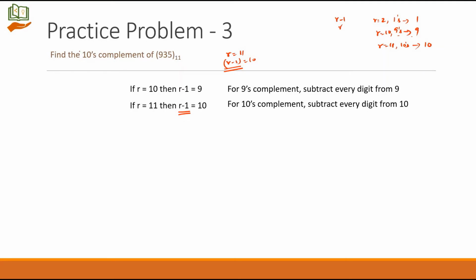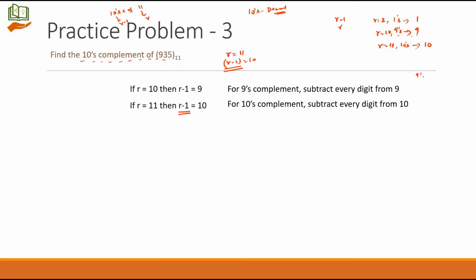So understand the question. When they ask you to find the tens complement of a decimal number, you have to apply the procedure we have been seeing in the example of r's complement. But here, when they say tens complement of base 11, here r is 11 and r minus 1 is 10. You have to understand this question in the correct way. That is why I included this problem purposely.